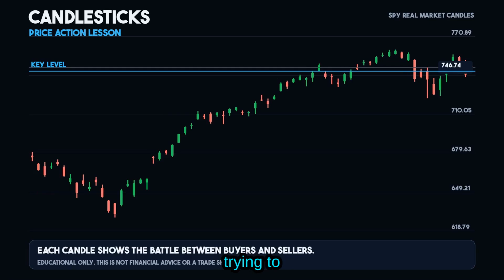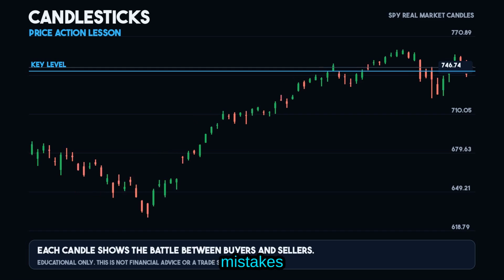Think of it like trying to run up a hill. You might make a good start, but eventually, you'll get tired and stumble back down. In the chart, a failed move is often represented by a long wick, followed by a quick reversal. But, how do you distinguish between a failed move and rejection? The key difference is that a failed move often results in a reversal of the trend, while rejection is a more subtle indicator of market sentiment.